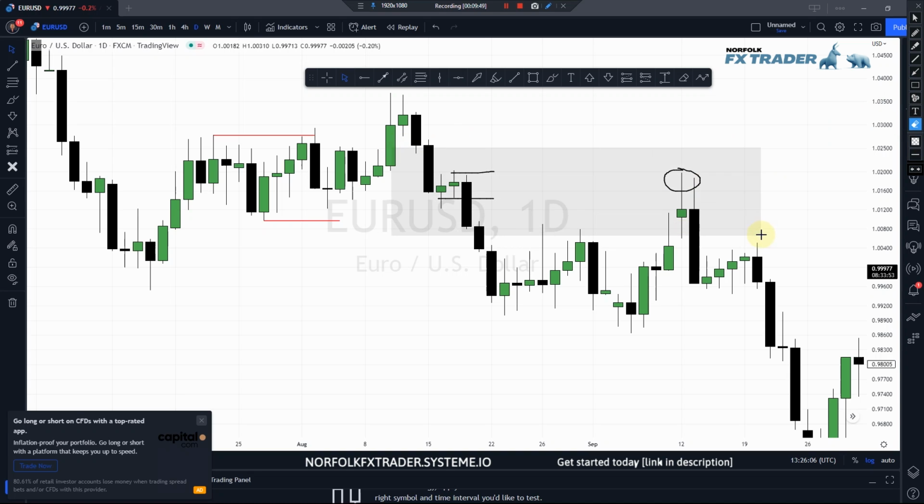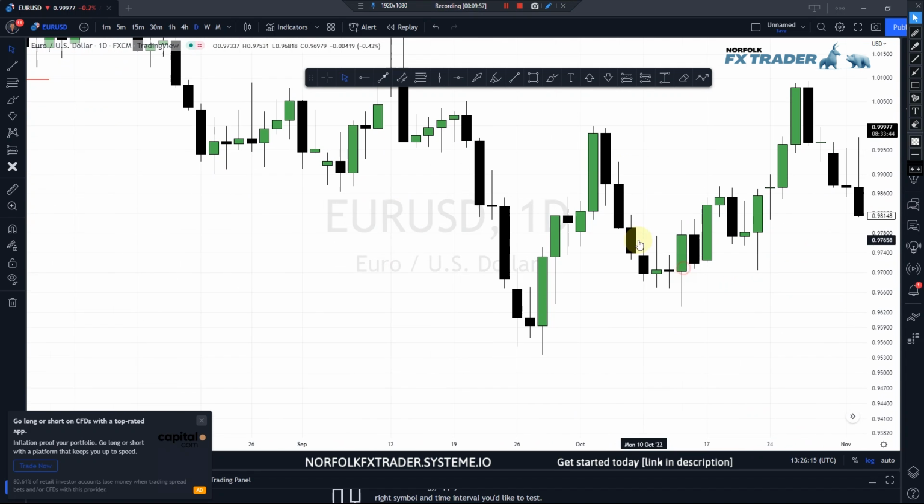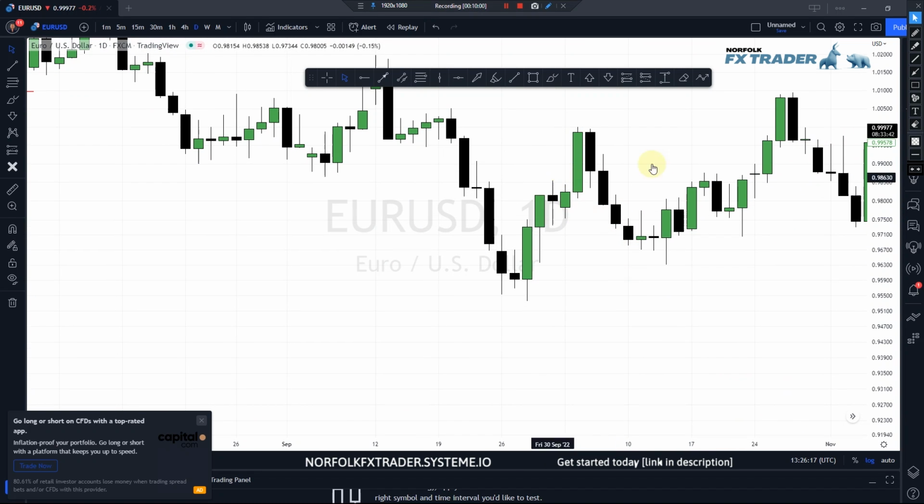This will work on any time frame, but it does work better on these higher time frames, especially this daily time frame. Let's continue to go forward. Now we can see where the market creates that reversal. We have this low in the market here, and then we create this wick to the downside taking the lows.